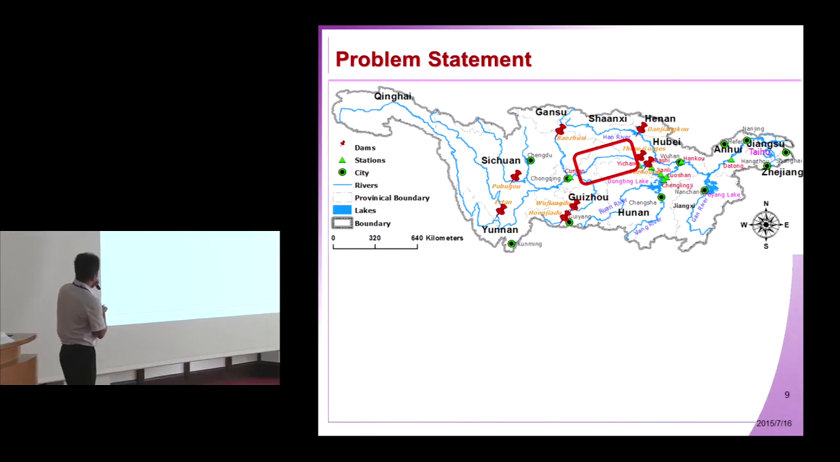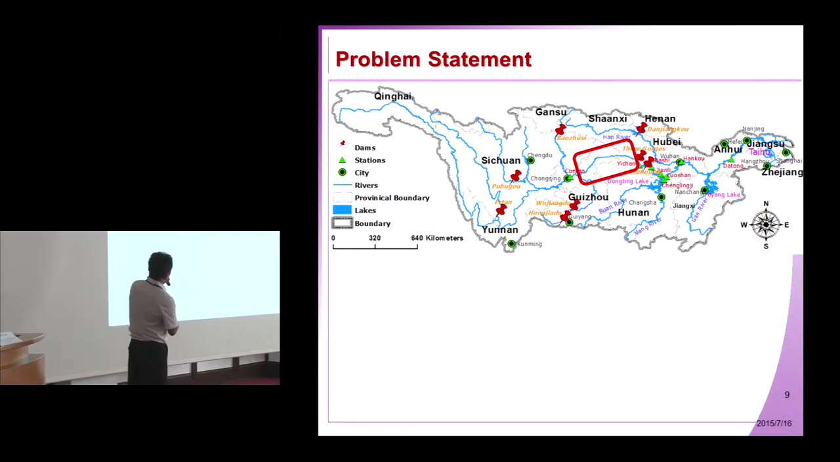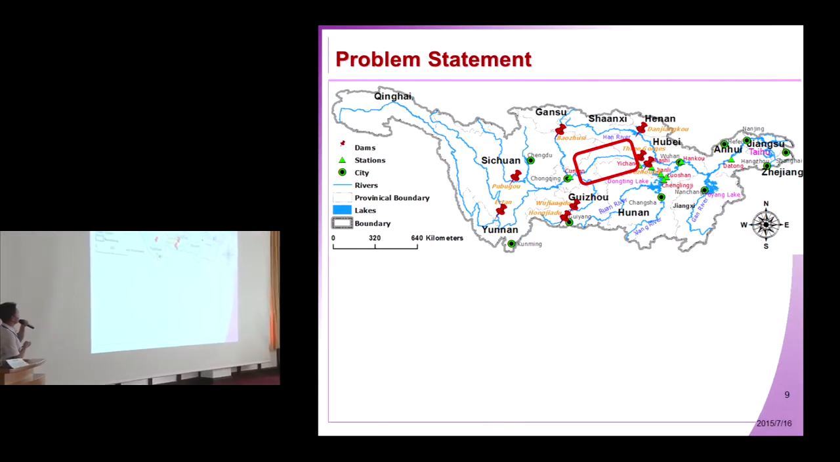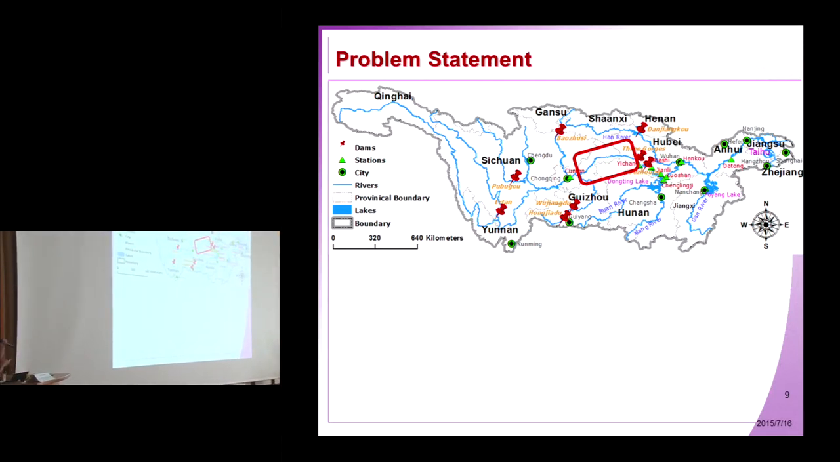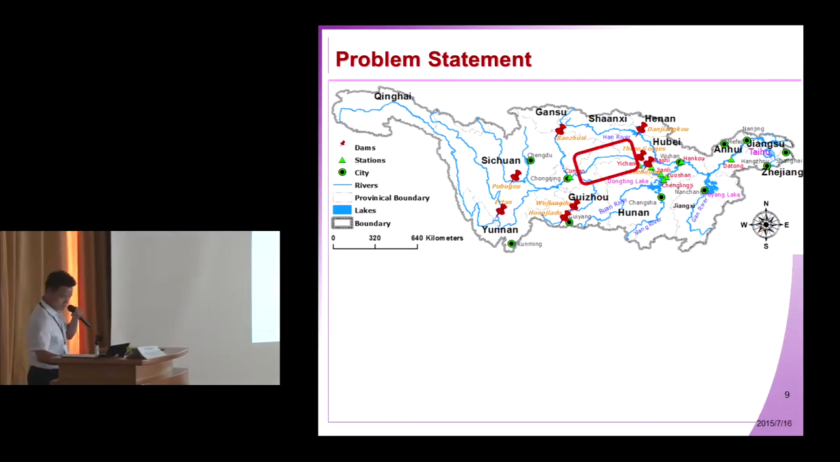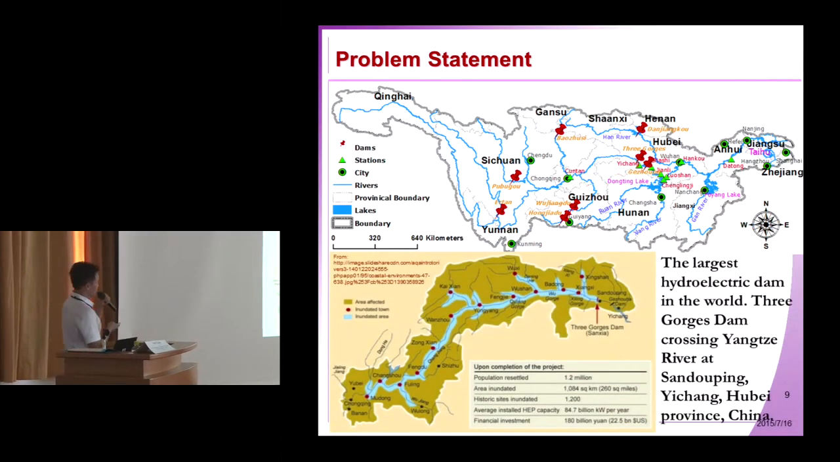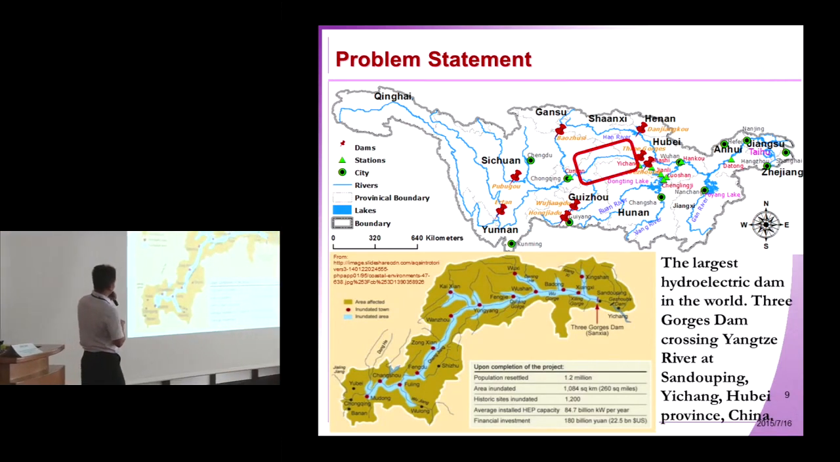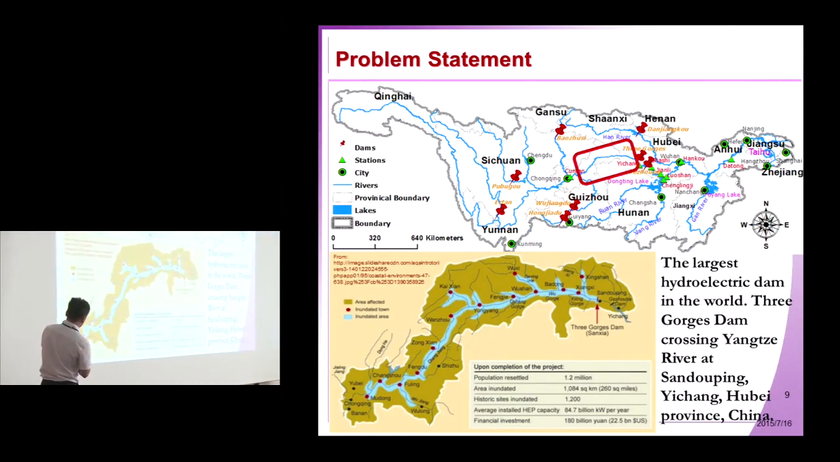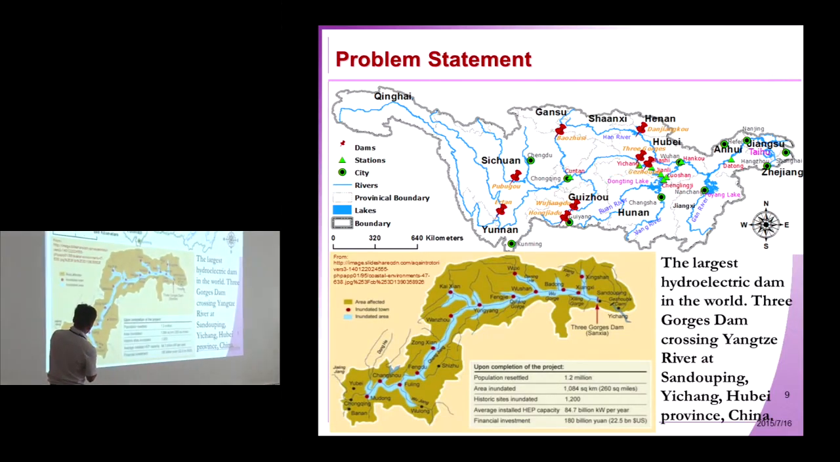Because of the Three Gorges Dam, it will affect the sediment transportation in the Yangtze River Basin. So this is the affected area, the yellow area. This is the Yichang, from Chongqing, this place, to the Yichang station, and also the Three Gorges is here.